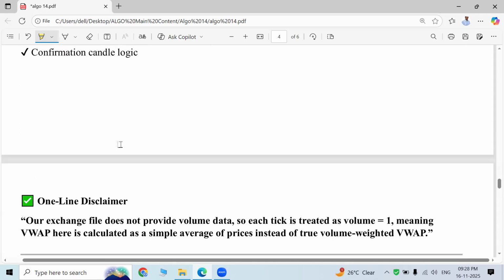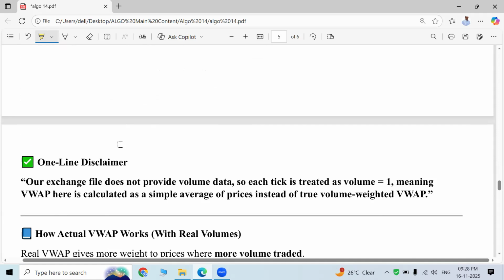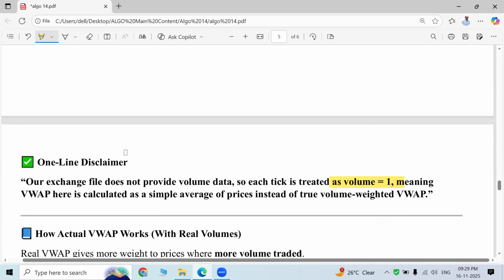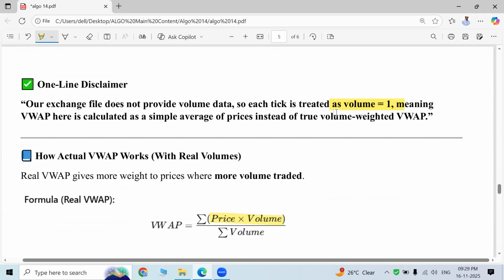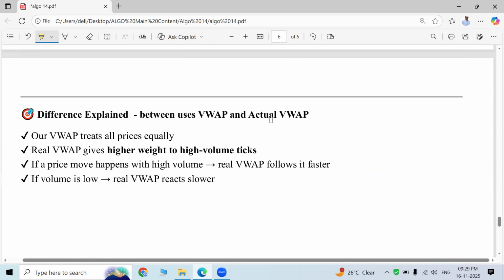Now I'm going to show you the actual working of VWAP. In my calculation, I already told you that I'm going to use volume as 1 only, and the actual calculation we have already discussed. So for our case, to make it simple, we consider the volume as 1 only. Now let's go ahead and see this in an actual working environment.